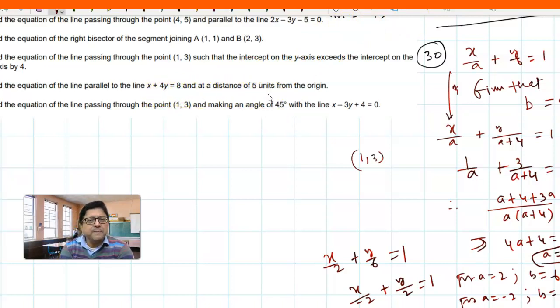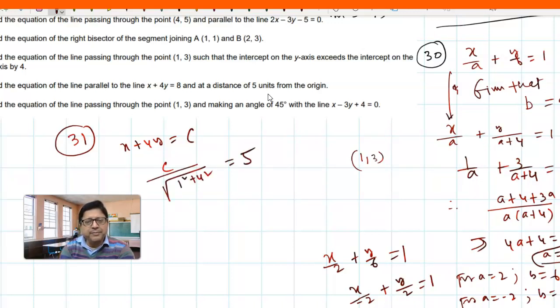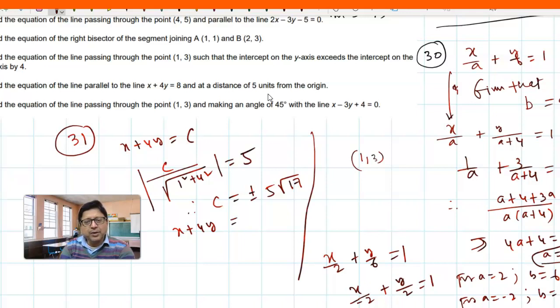Very easy question. You start in this manner: let the line be x plus 4y equals c. Then the distance from the origin is mod c by under root 1 square plus 4 square equals 5. Therefore, c will be plus minus 5 root 17. So the line will be x plus 4y equals plus minus 5 root 17.